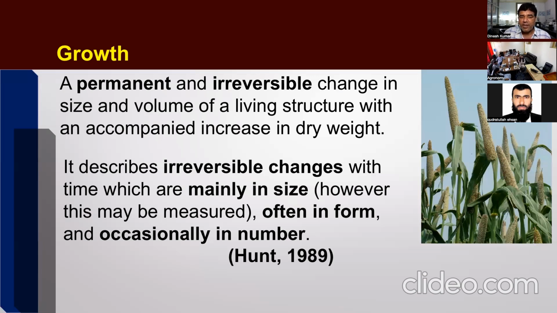It describes the irreversible changes with time, which are mainly in size. Sometimes size can increase. However, this may be measured, often in form. What are the different forms? For example, the number of tillers. In some crops like rice and wheat, we count the number of tillers that represent growth. If you find an increase in tiller number, that means the plant is growing. If you see an increase in height, then the plant is growing, and occasionally in number. So this is how plant growth is defined.